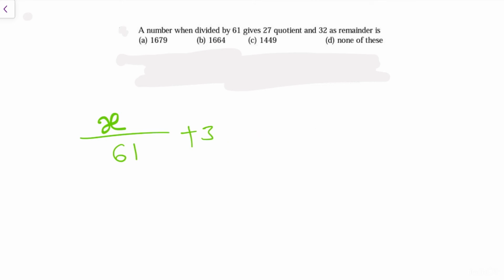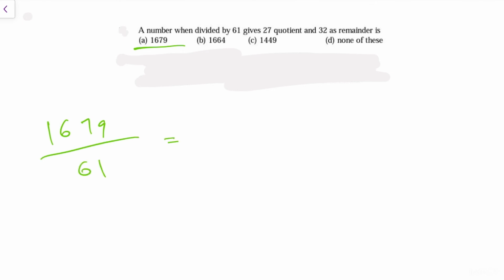Otherwise, I think it's better to use the options. Okay, observe here. A number when divided by 61. First I am taking 1679 and I will divide it by 61. We are getting the quotient as 27.